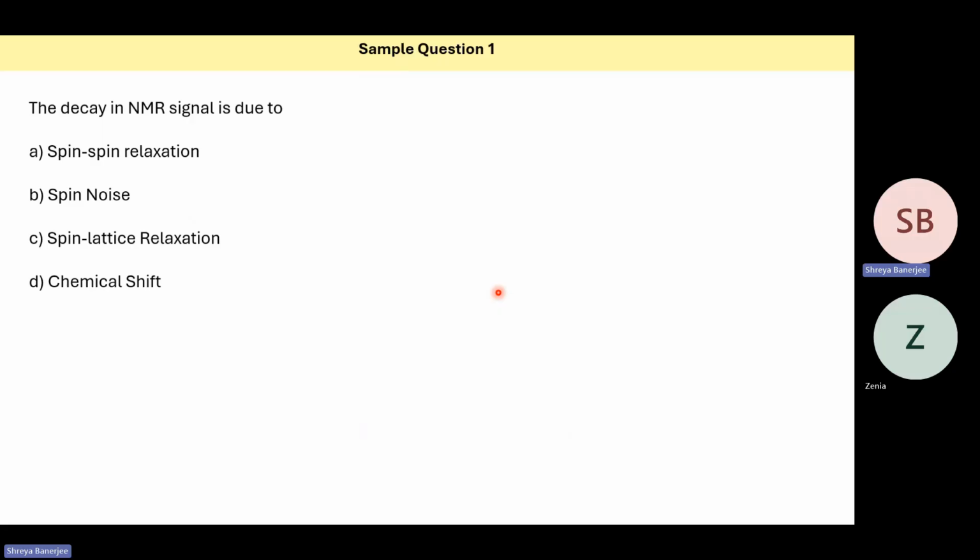Now we will look at some other questions based on the principles we just discussed. The decay in NMR signal is due to what? So here the answer is spin-spin relaxation.